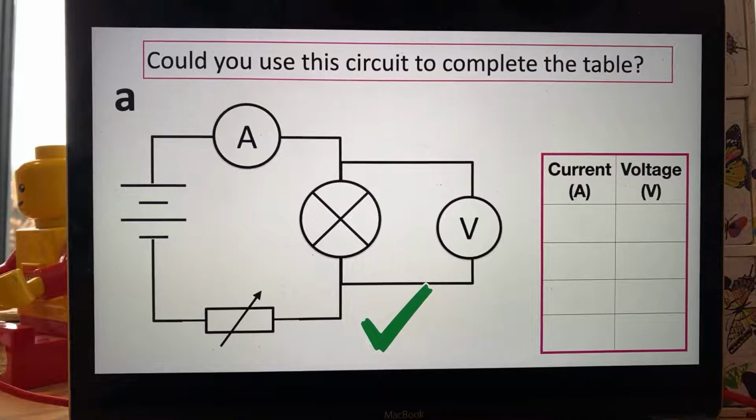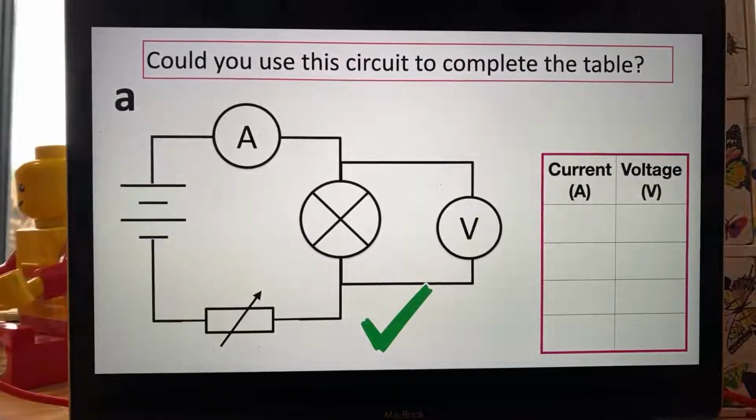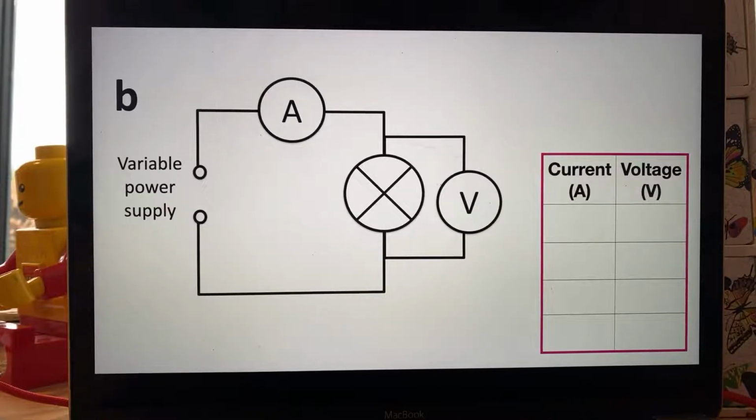Yeah, it's fine, isn't it? That's fine. Doesn't matter which way around a bulb goes. You've got a current and a voltage, and you can change the voltage. Yeah, great. Okay, what about B?